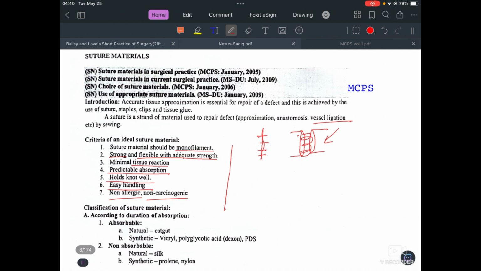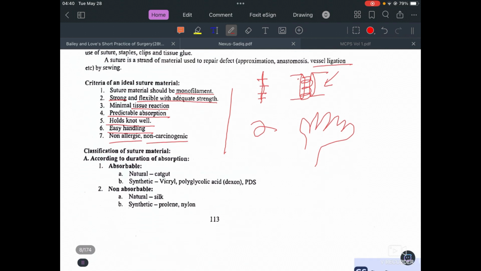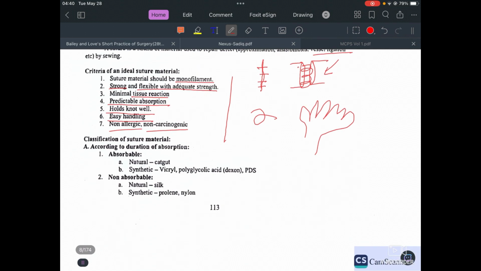Monofilament, strong, flexible, minimal tissue reaction, predictable absorption, and holds the knot well, and easy handling. So it is very easy to handle. And non-allergic, it does not irritate the tissue, and non-carcinogenic. The classification of the suture material is very important.